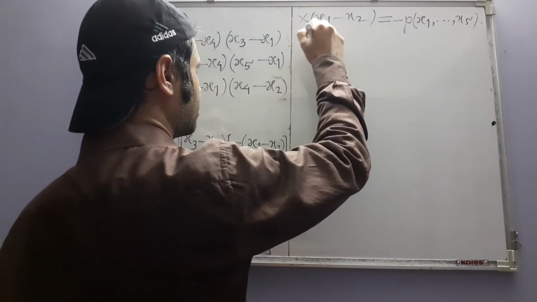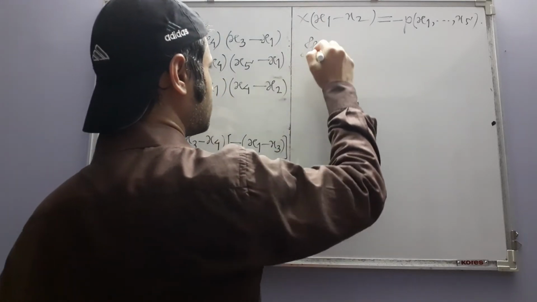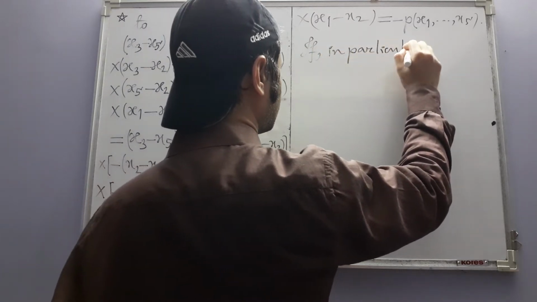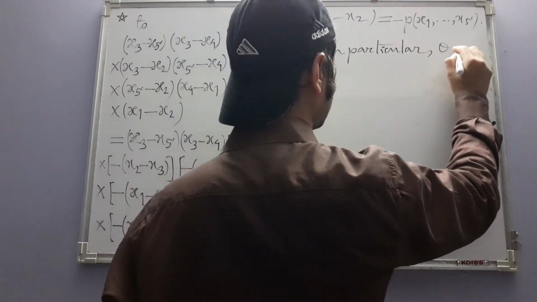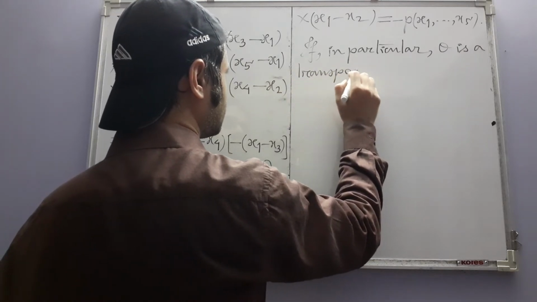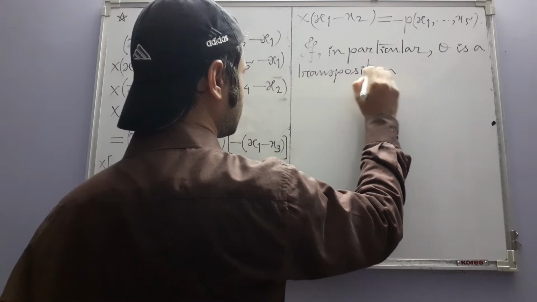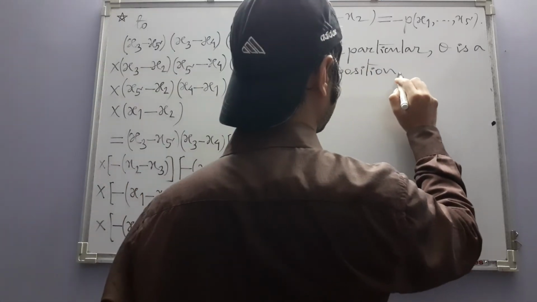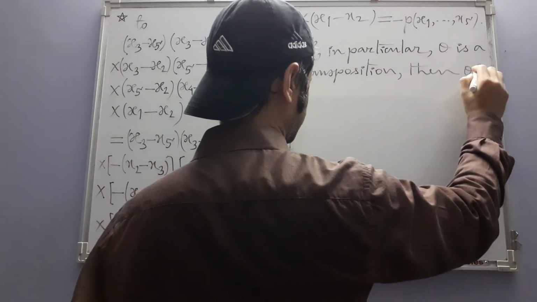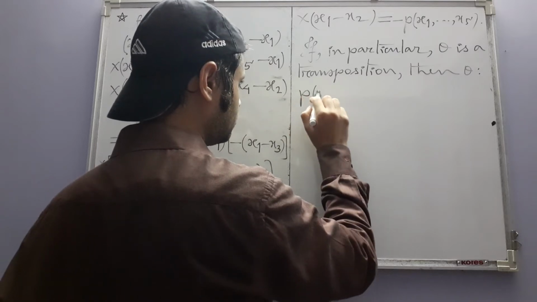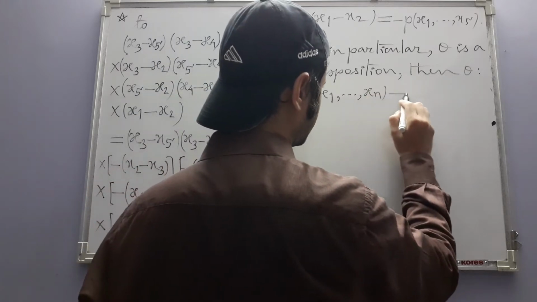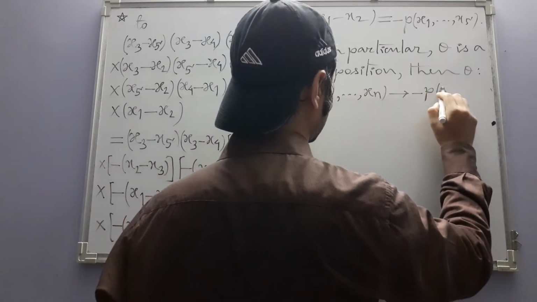If in particular theta is a transposition, that means it's a 2 cycle, then theta sends, this is again our general polynomial, to minus of itself.